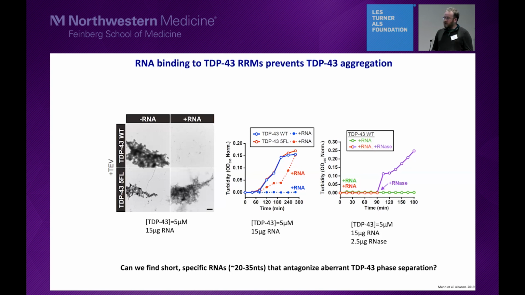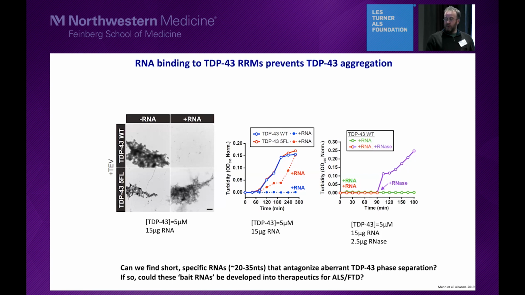And the reason we want RNAs of this size is that these are similar in size to an antisense oligo that can be readily delivered to the CNS of patients to exert therapeutic effects. So we're very keen to find RNAs in the size range that might also inhibit and antagonize TDP43 aggregation. And so if we could find these, could these also be developed ultimately into therapeutics for ALS and FTD?